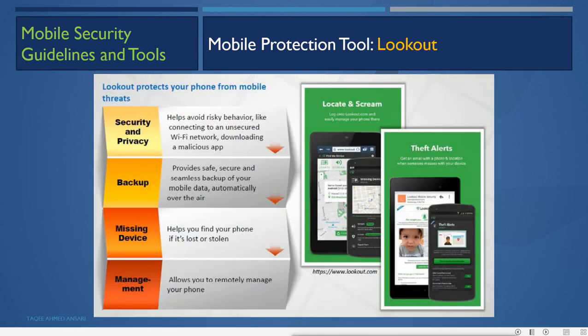Then we have mobile protection tools such as Lookout. Lookout protects your phone from mobile threats, like security and privacy threats. It helps avoid risky behavior like connecting to an unsecured Wi-Fi network or downloading a malicious app. It also does backup, providing safe, secure and seamless backup of your mobile data automatically over the air. Missing device, that means it helps you find your phone if it is lost or stolen. Management allows you to remotely manage your phone also.